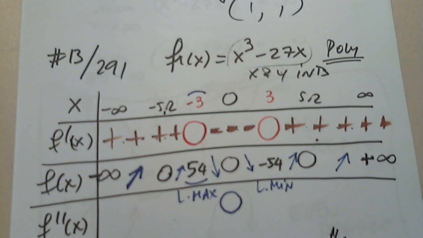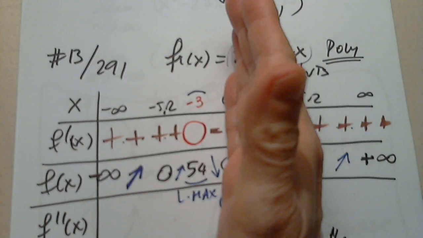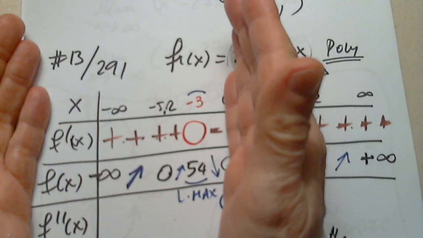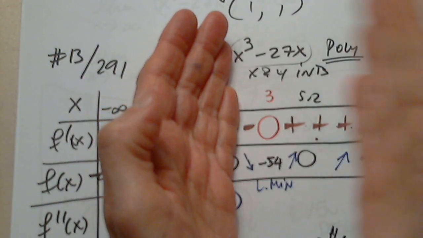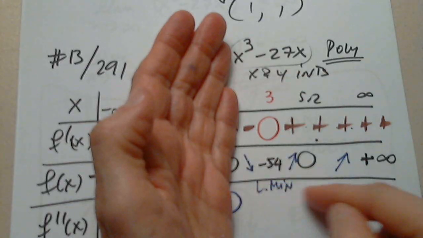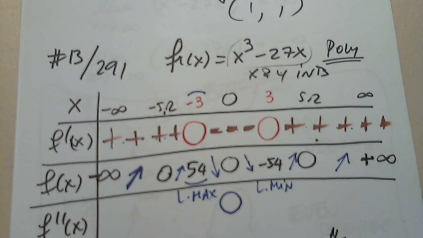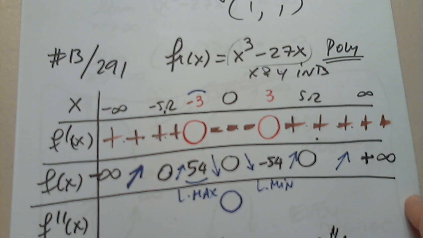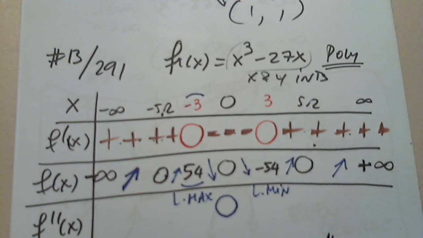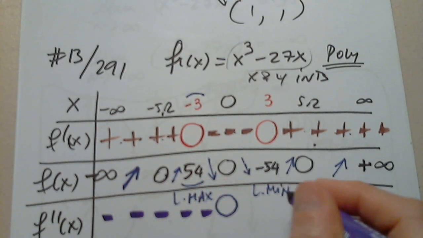Now, this is the second derivative: 6x. Plug in a number to the left of 0, like negative 10, and tell me the sign. Plug in a number to the right of 0, like positive 10, and tell me the sign. That's all I need: the sign to the left of this point and the sign to the right of this point for the second derivative. To the left it's negative, to the right it's positive. Very good.